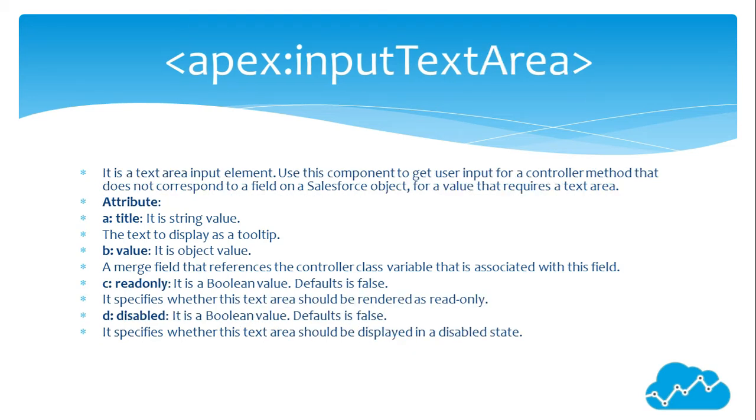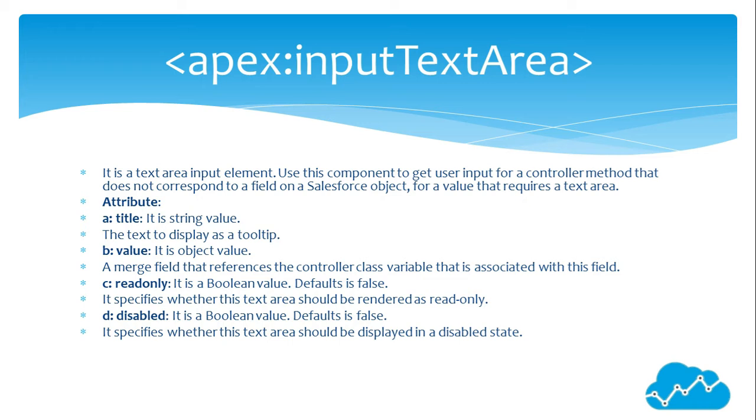apex:inputTextarea. It is a text area input element. Use this component to get user input for a controller method that does not correspond to a field on a Salesforce object, for a value that requires a text area. Attribute title. It is a string value. The text to display as a tooltip. Value. It is an object value, a merge field that references the controller class variable that is associated with this field.